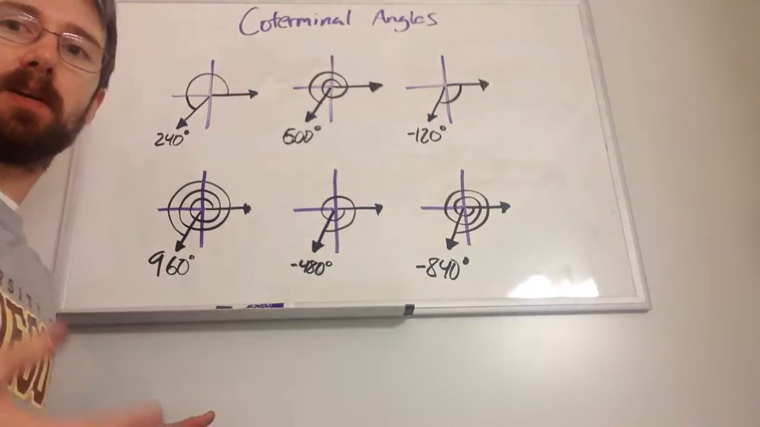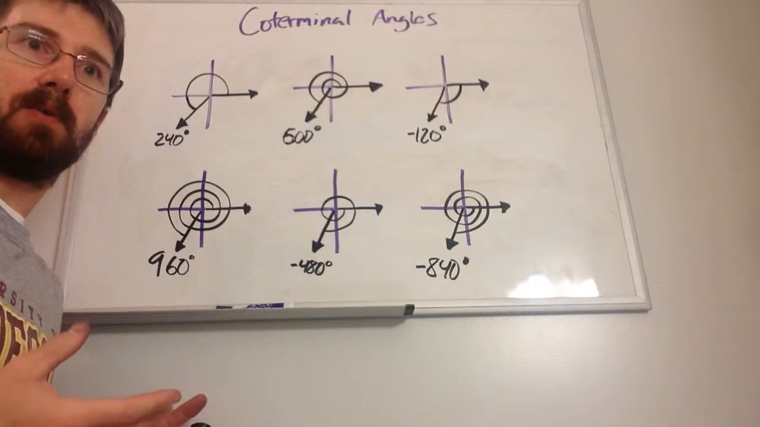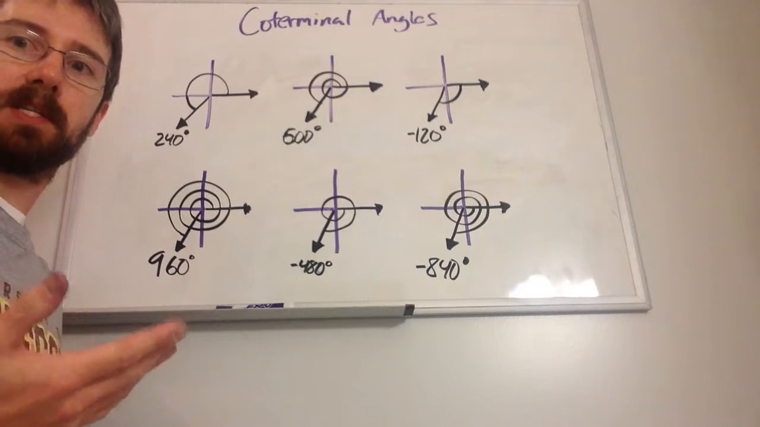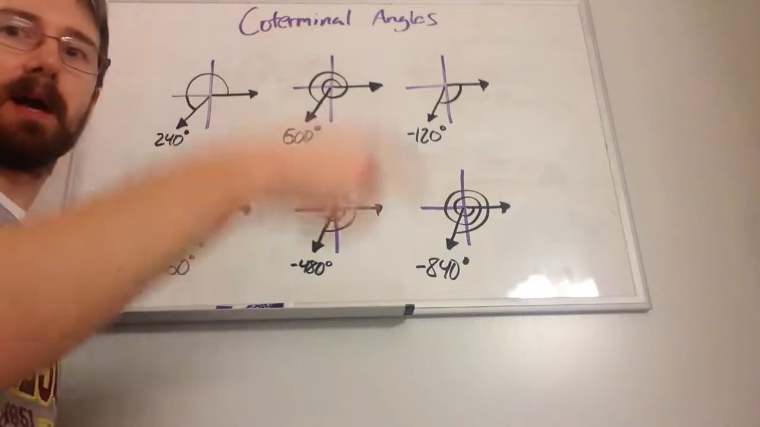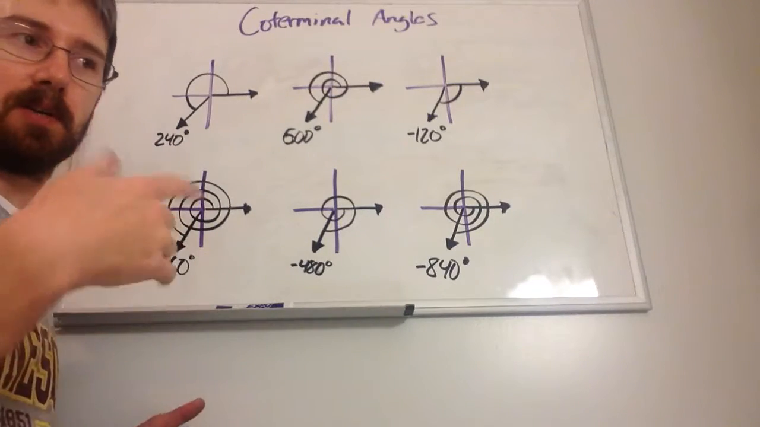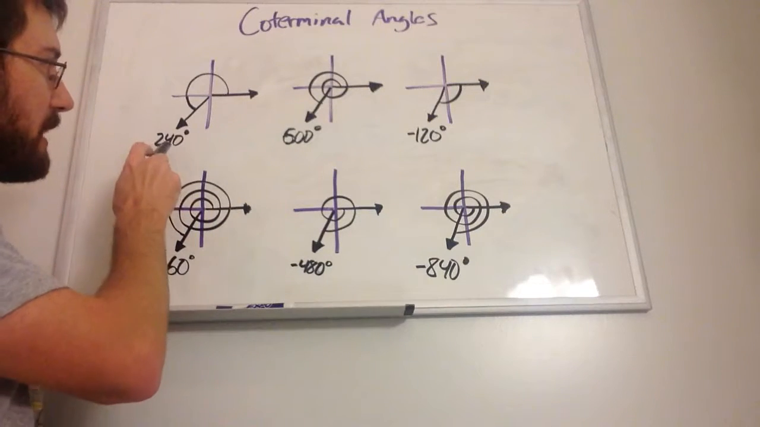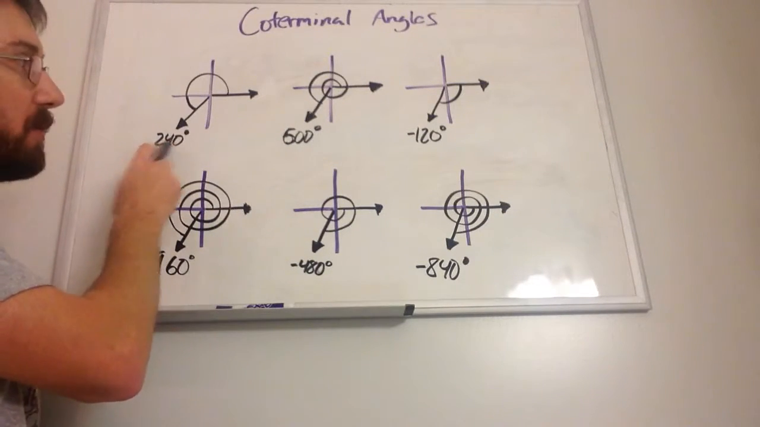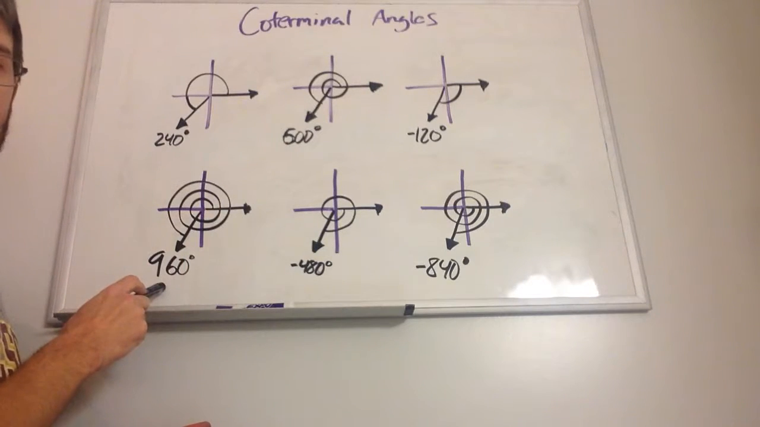So what you might notice about all these, the numbers are very different, but they're all within multiples of 360 degrees from one another because they're all an additional time around the circle, an additional 360 degrees around the circle to come to the same spot. So if I added 360 to 240, I get 600. If I add another 360, I get 960.